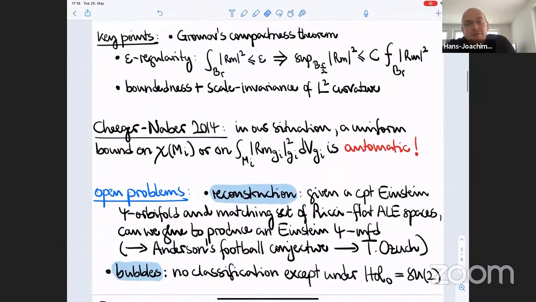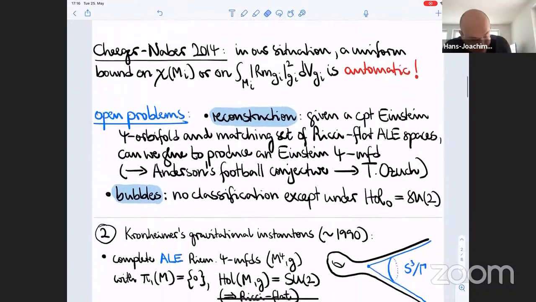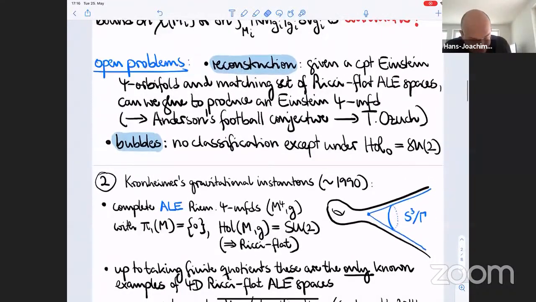The work that I want to talk about today has some very modest bearing on both of these problems. But again, I think we're going to be hearing much more about this in Tristan's talk. So today I just want to explain what we actually proved. And for this, it's helpful to recall the definition and constructional properties of Kronheimer's gravitational instantons.